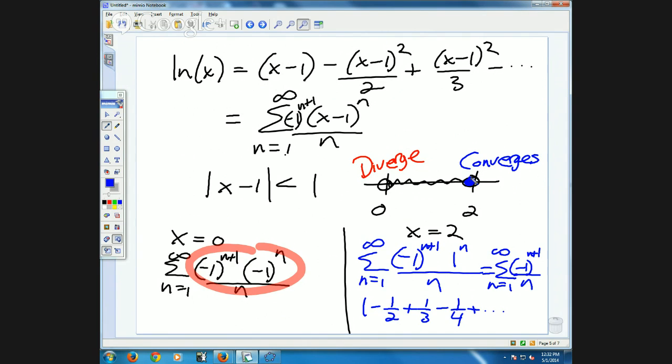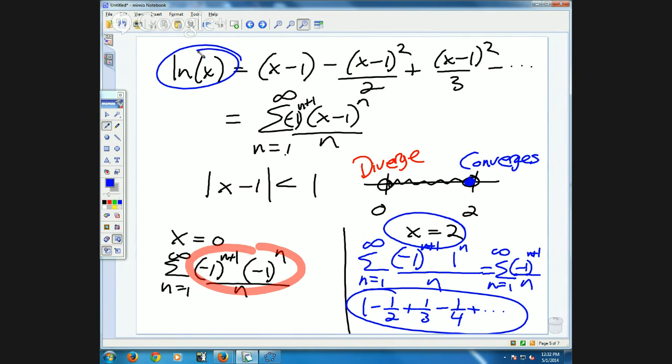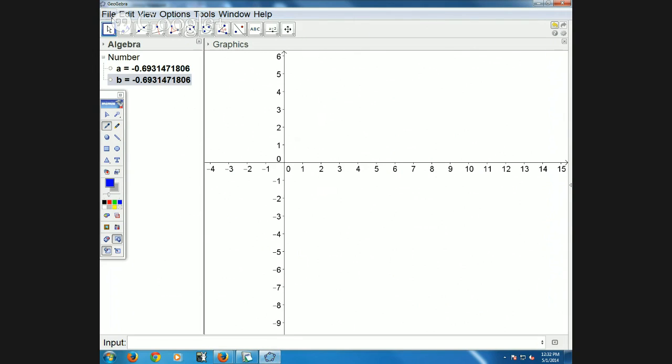If x is 2, that gives me this series. Isn't this series related to the natural log of x? For which x value? So this series must be equal to the natural log of 2. Not only can we say it converges, but the power series tells what it converges to, because we were able to link this function to this series. Let's test that. Is that true, or am I making this up? That's possible. All right, so let's see.